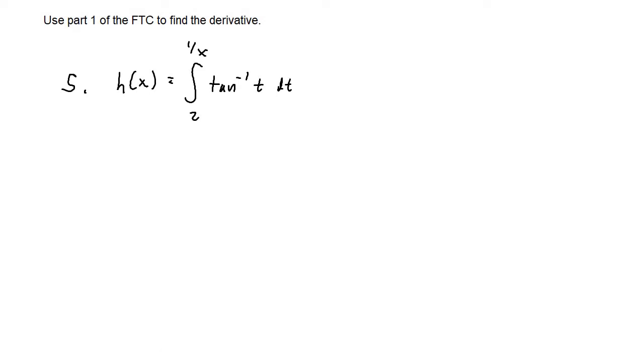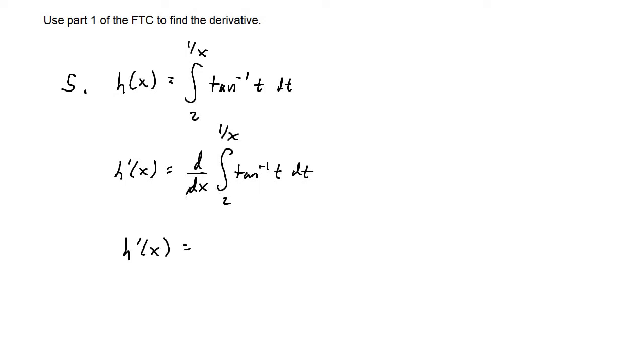Now for number 5, we have h of x equals the integral from 2 to 1 over x of inverse tangent of t dt. Now the constant is on the bottom, the variable on the top, so we can go ahead and derive. So h prime of x equals, now our variable is x, so we're going to derive with respect to x, the derivative with respect to x of the integral from 2 to 1 over x of arctangent or inverse tangent of t dt. Now, once again the derivative and the integral will cancel. All I have to do is take 1 over x and sub that in for t. So we get arctangent or inverse tangent of 1 over x.